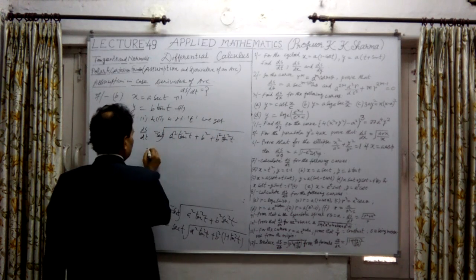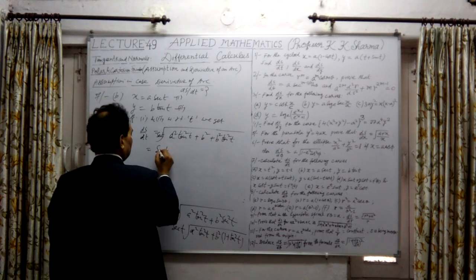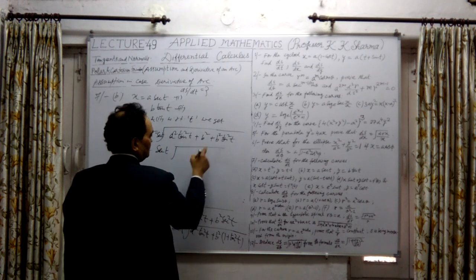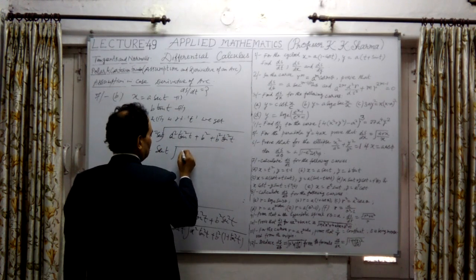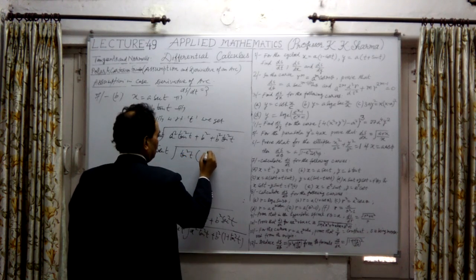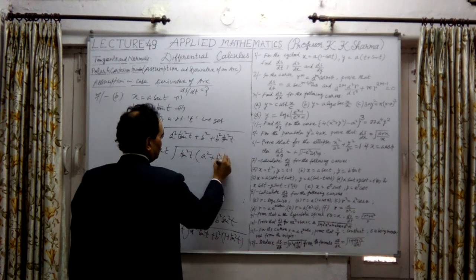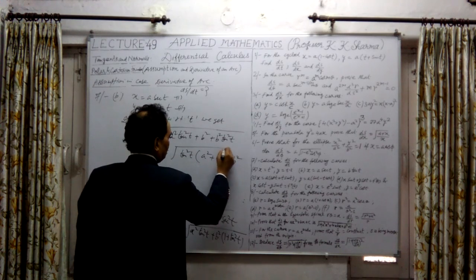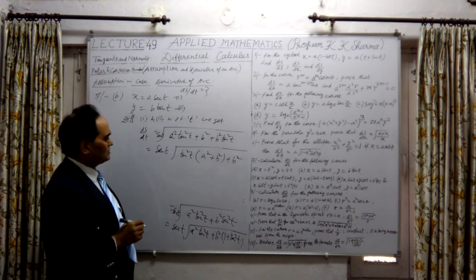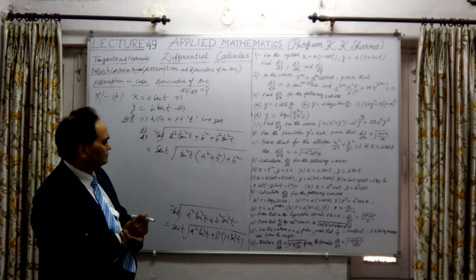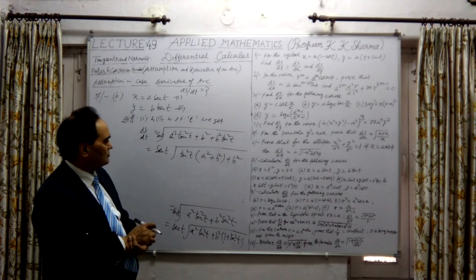What is common? Secant t is out of the square root. Here tan square t is common. If I take tan square t common, it will be a square plus b square plus b square only. Now it cannot be further resolved. So we cannot solve it further. Only this is the answer.